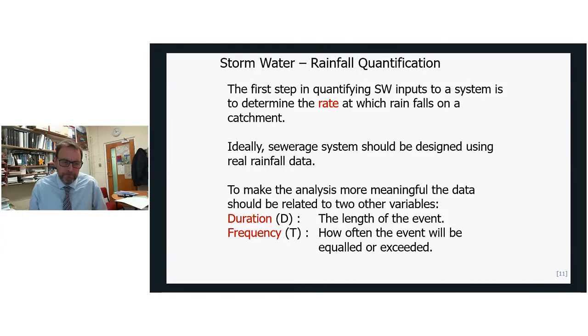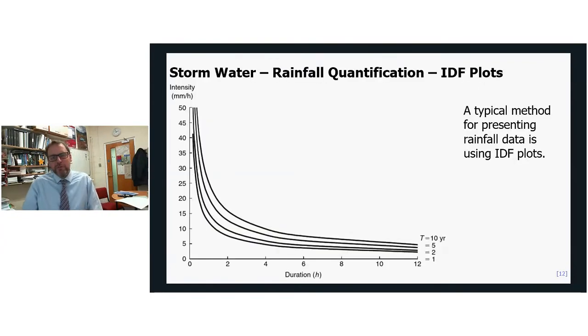So using the real rainfall data, you need quite a lot of it to do this, you can produce what is called an IDF plot, and that stands for intensity, duration, frequency. And so this IDF plot here is for a location in the UK. Rainfall is spatially variable, so you have to have rainfall for your location, not some other location. And so what you have here on this chart are the IDF curves for the 1, 2, 5 and 10-year return period events.